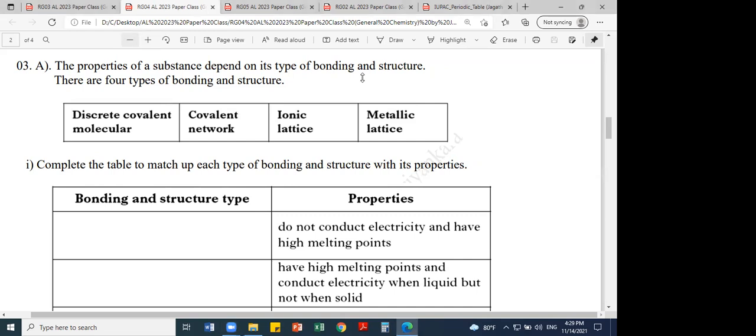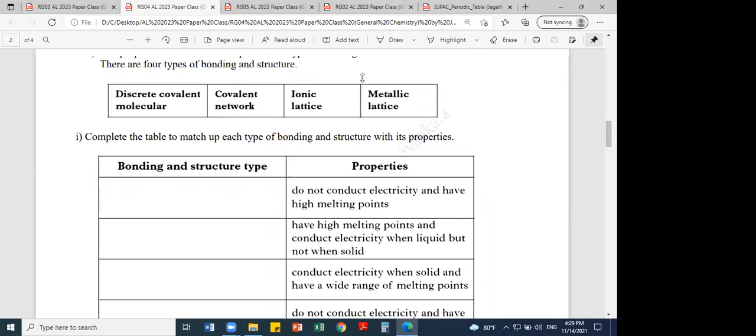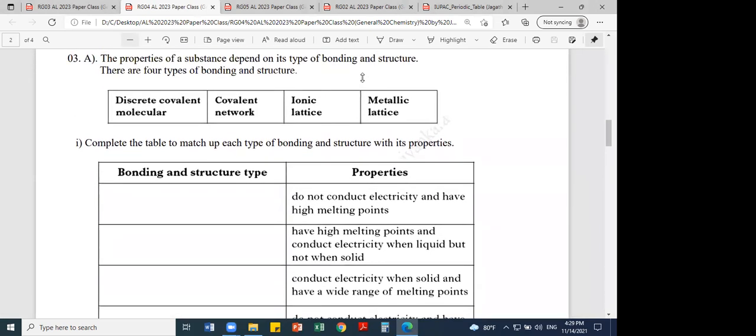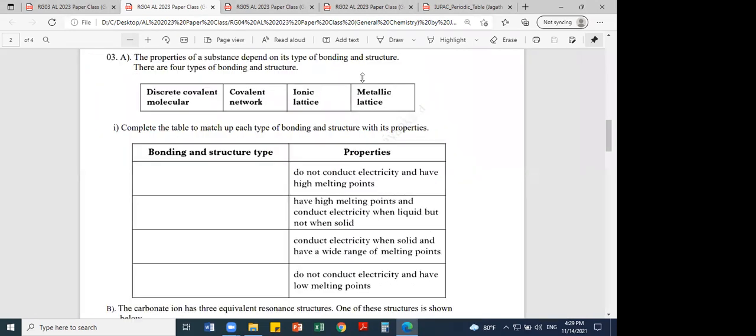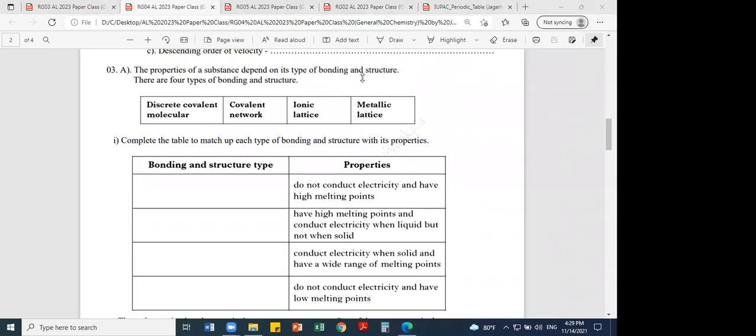Okay. Question number 3, based on this table. You can see the full question now. They have given discrete covalent molecule, covalent network, ionic lattice and metallic lattice. Yes, the first one in the table. Which one matches? You can put number 1, 2, 3, 4. Number 1, what should match out of these 4 substances given?